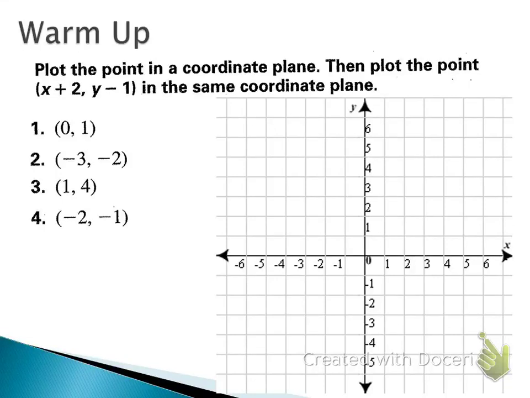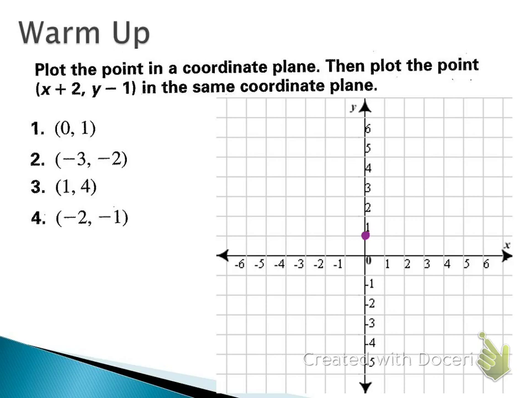All right, before we get into today's notes, we've got a warm-up that's a bit of a review, or should be, plotting points in a coordinate plane. So we are going to plot the point, and then we are also going to change the point, x plus 2, y minus 1, and plot that point in the same plane. So first of all, how do I get to the point 0, 1? Over 0, up 1. Good. We don't go left or right, but we do go up 1.